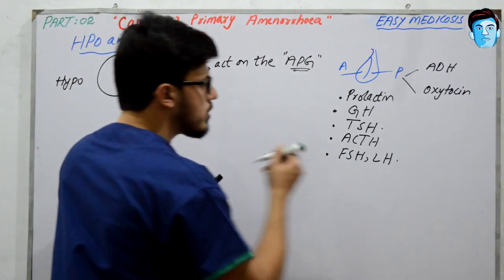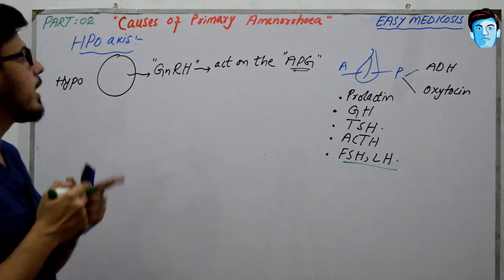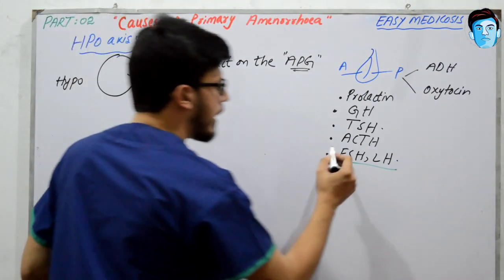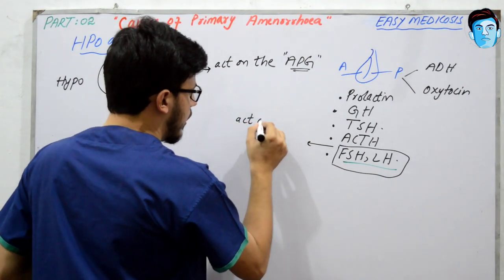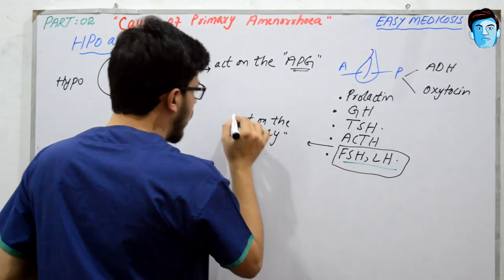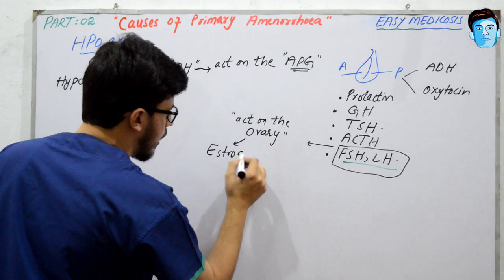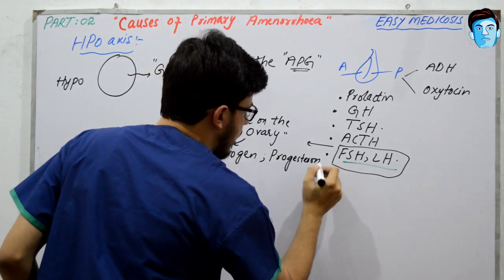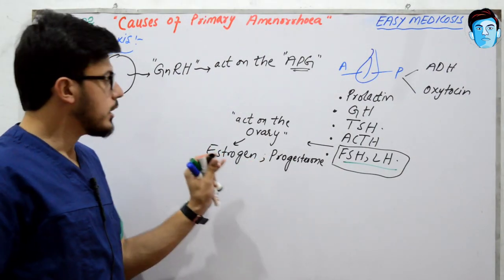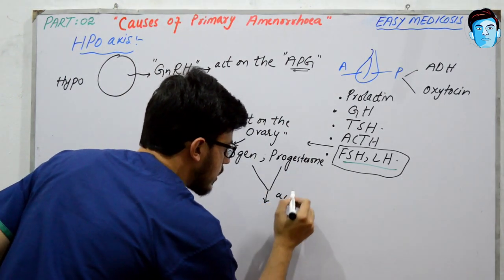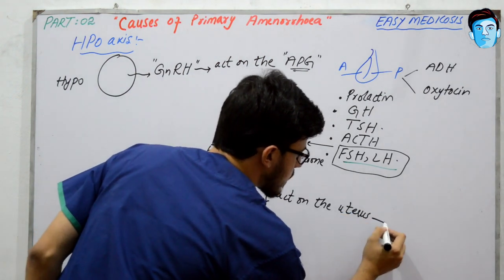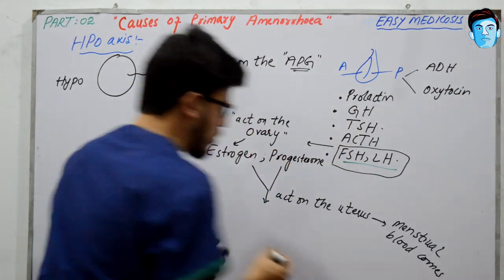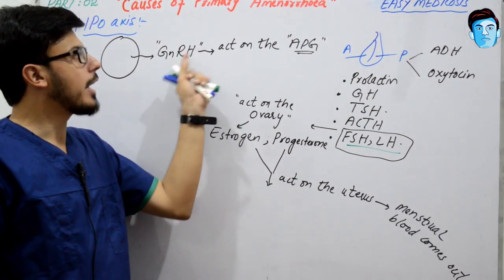Here we are concerned with only two hormones, follicle stimulating hormone and luteinizing hormone. When GnRH acts on the anterior lobe of the pituitary gland, it releases FSH and LH. This FSH and LH act on the ovary, and the ovary produces estrogen. Once ovulation occurs, progesterone gets secreted. This estrogen and progesterone act on the uterus, and from the uterus the menstrual blood comes out.